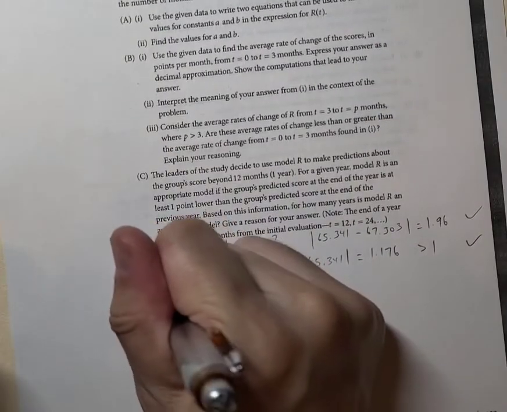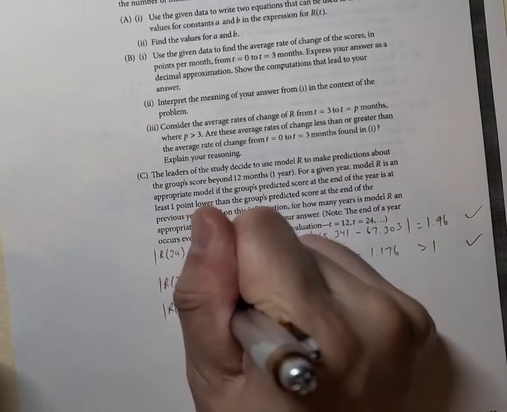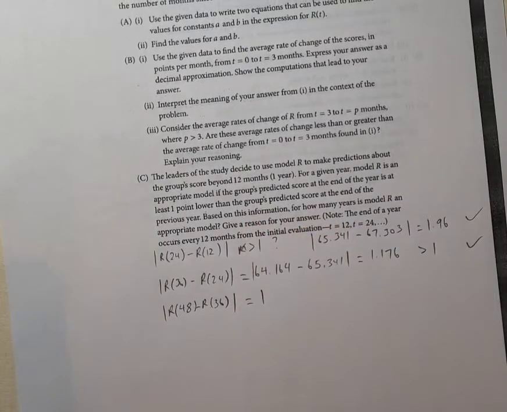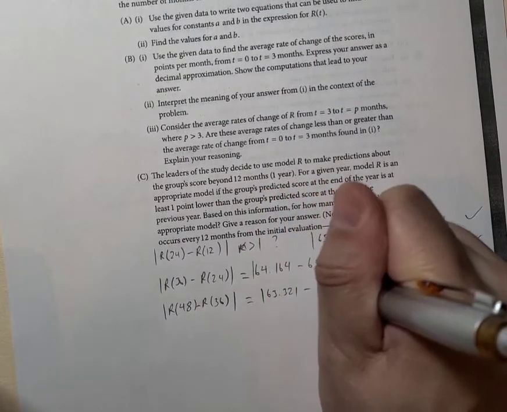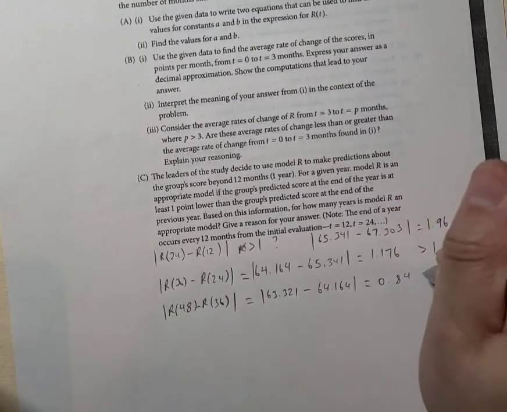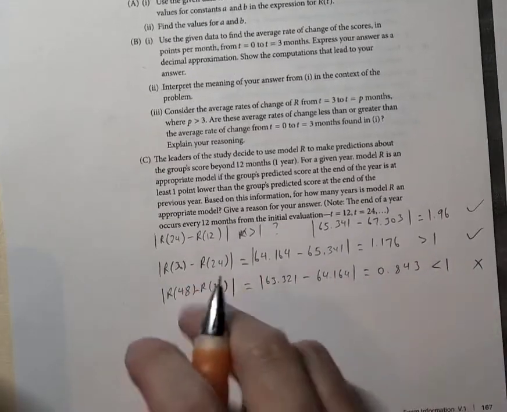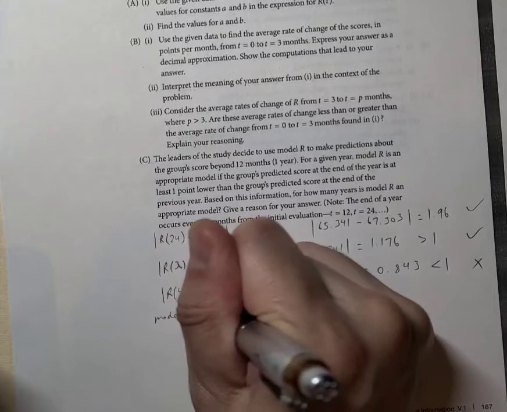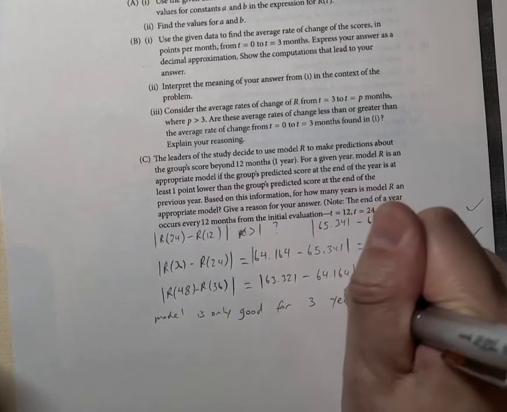Okay, now let's go to the next year, R of 48 minus R of 36, which is equal to, what's R of 48? That'll be 63.321 minus 64.164, which is equal to 0.843, which is less than 1. So this fails the test. Okay, so the model is only good for 3 years.